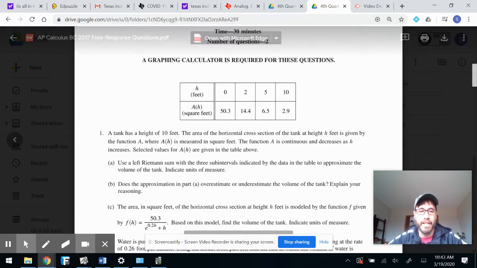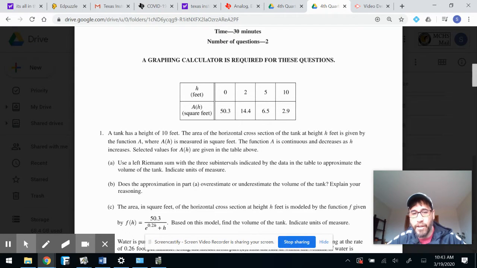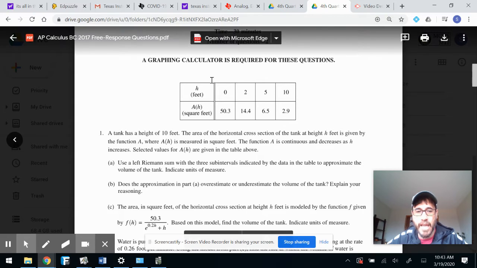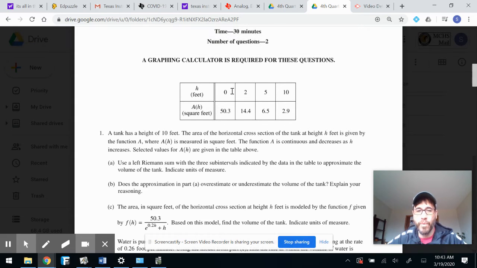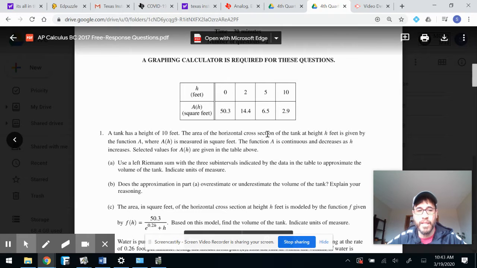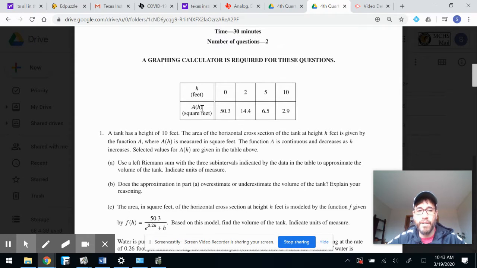A tank has a height of 10 feet. The area of the horizontal cross-section of the tank is given by the function A of h, which is this table right here, and it's measured in square feet. The function A is continuous, and it decreases as h increases. So it's a strictly decreasing function. Selected values of A of h are given in the table above. Use a left Riemann sum, LRAM, with 3 subintervals indicated by the data in the table.